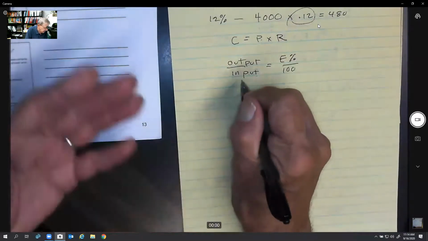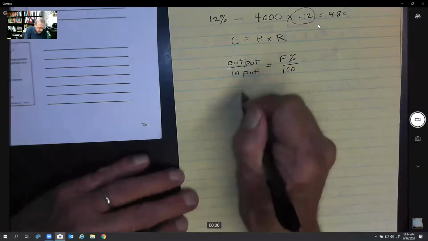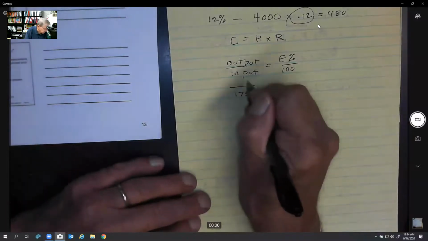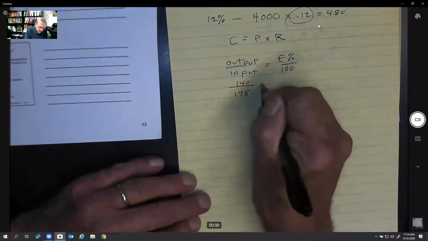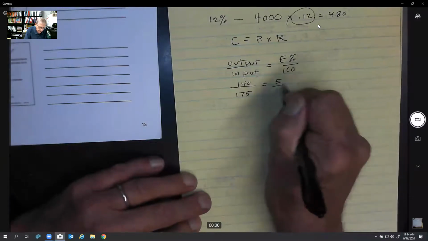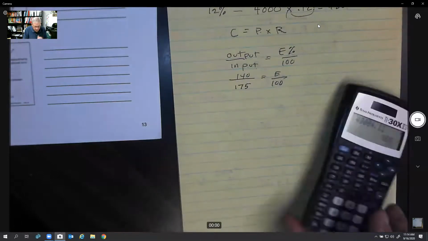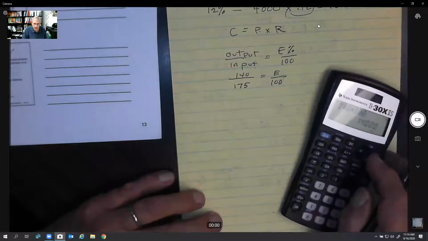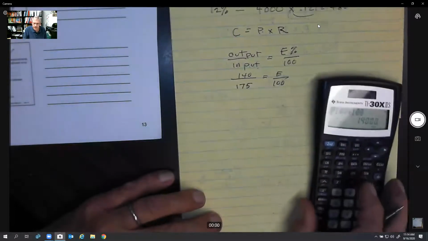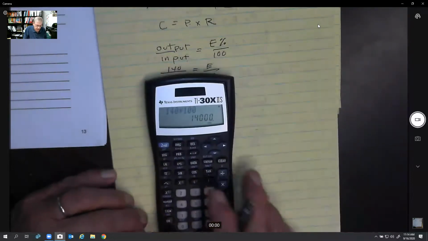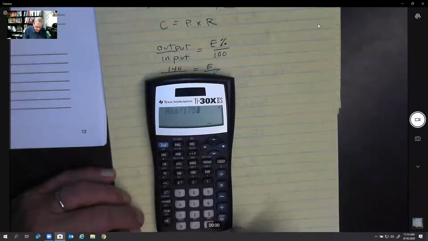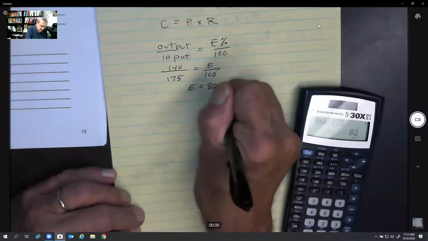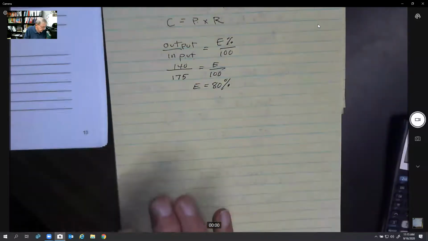If you have a machine that's supposed to generate 175 horsepower, that's what it should, but now it's only producing 140. So its efficiency is down. That's what we're trying to find out, over 100. All we got to do is multiply, divide by 175. Bingo, 80. 80% efficient. Whatever that means. Okay.